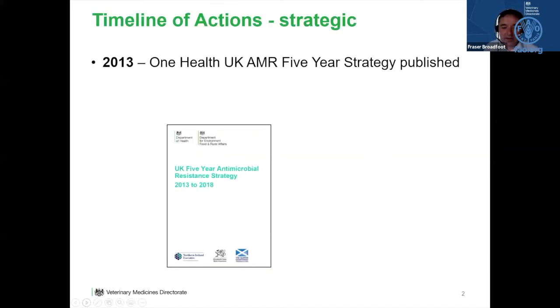So I'm going to start by giving you a little bit of a timeline of the UK situation. I'm going to go back to 2013. Certainly AMR has been a key policy focus for the UK government for a while, but 2013 was an important year because it was when the first One Health AMR strategy was published, and this was the first time that we'd brought together the human health side, the animal health side, as well as the environmental side.